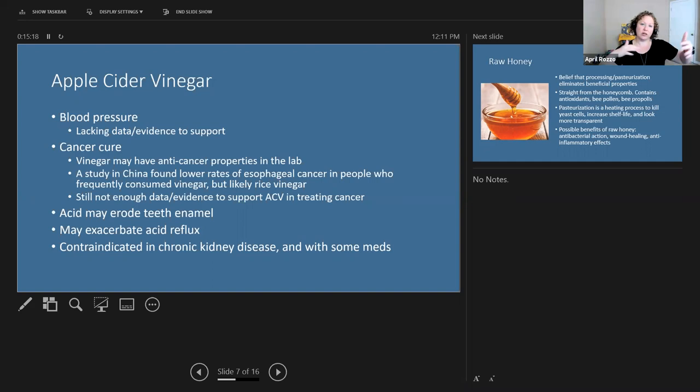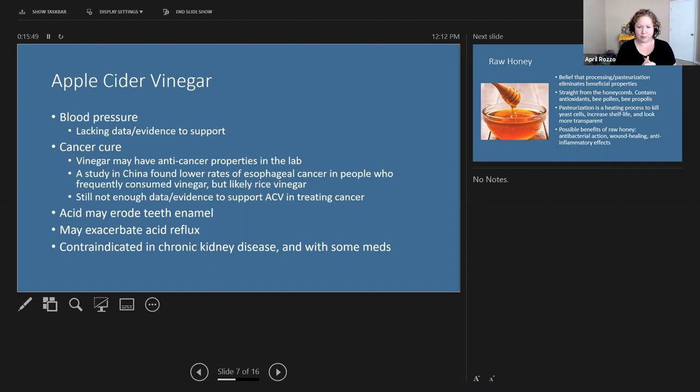The other thing of note is that in Asian cultures, they are probably consuming more rice vinegar than specifically apple cider vinegar. So it's hard to say whether those effects were from the vinegar, from their overall diet and lifestyle differences. And we don't really know if that provides the same result with apple cider vinegar versus the rice vinegar.